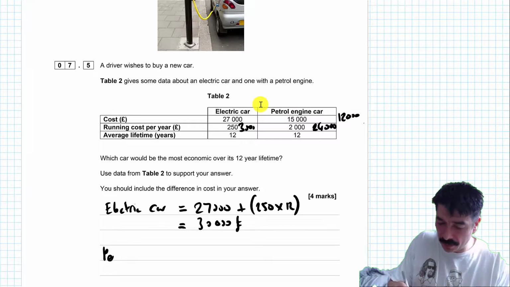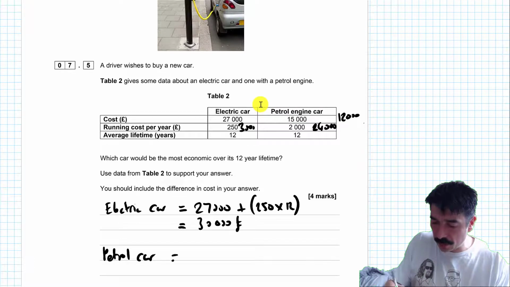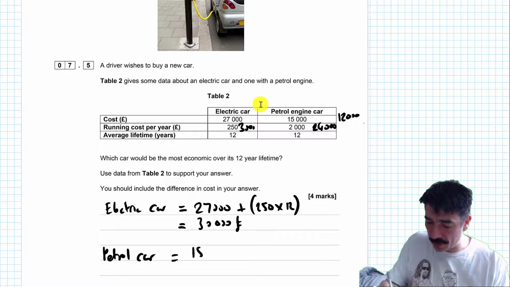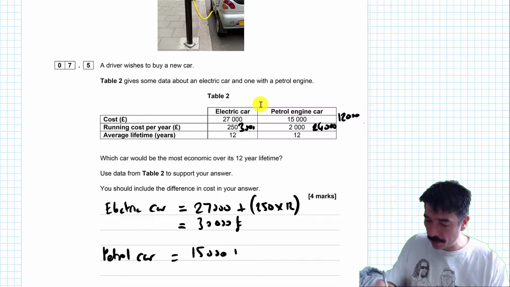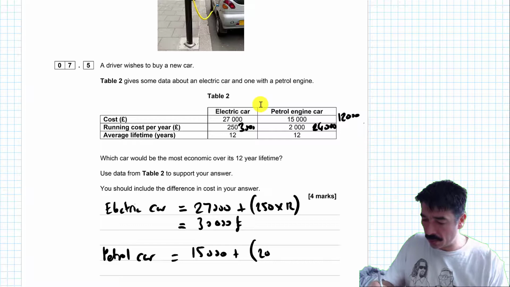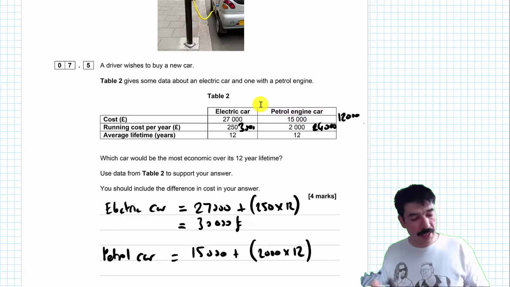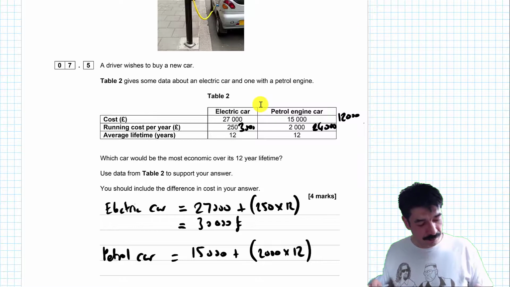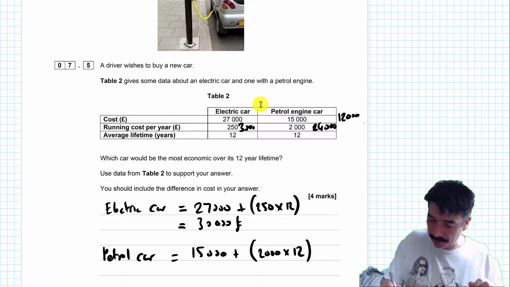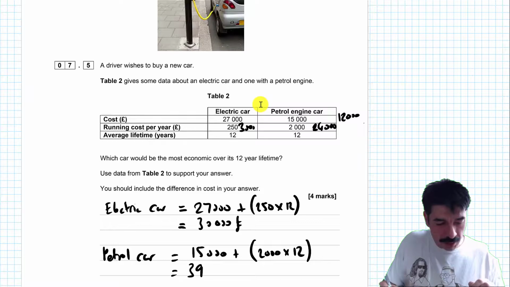Now let's have a look at the petrol car. That's going to be its ticket price, how much it costs to buy in the showroom, plus 2,000 times 12. Right, so that's going to be a hell of a lot more. Okay, 39,123.